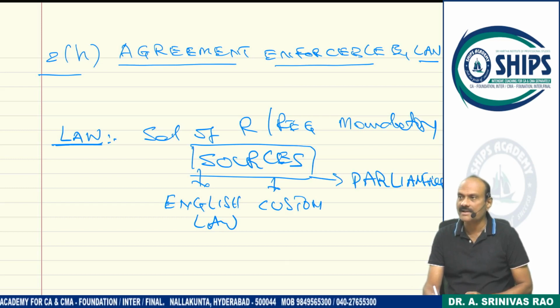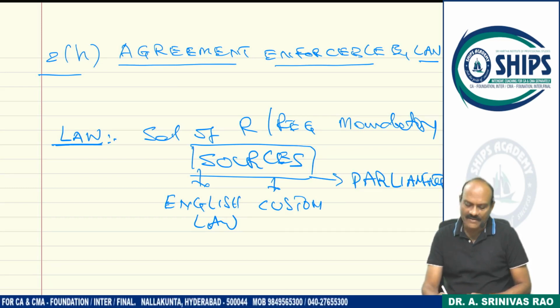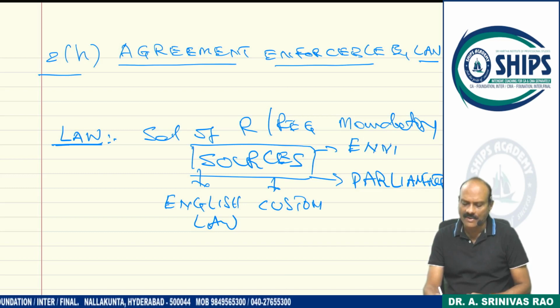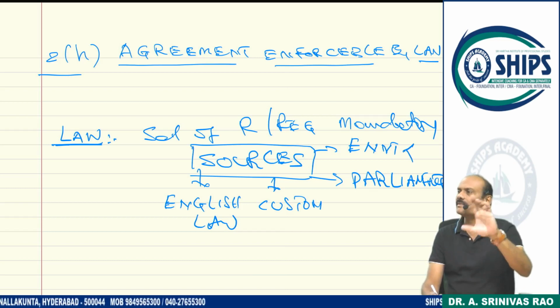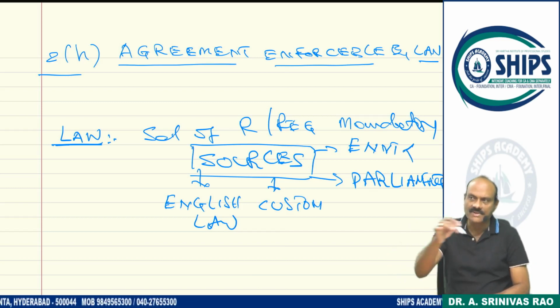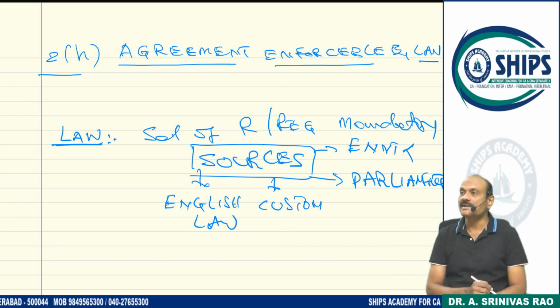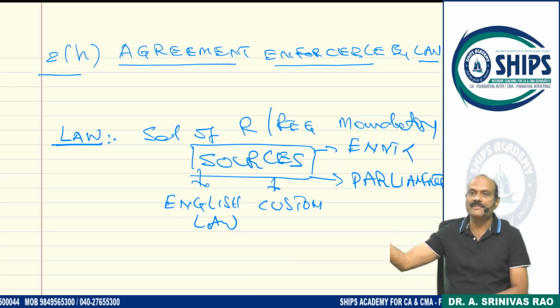The laws are made in the Parliament only. And the fourth one is environment, the environmental changes. The environment may be internal environment or external environment. Internal means within India. External means globally some changes are coming.